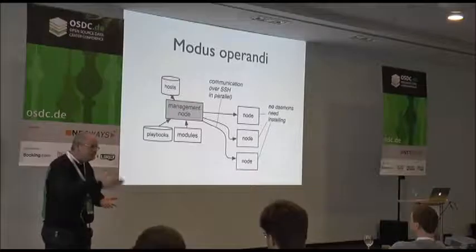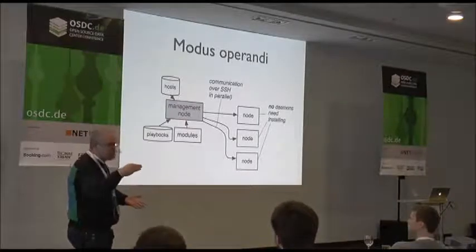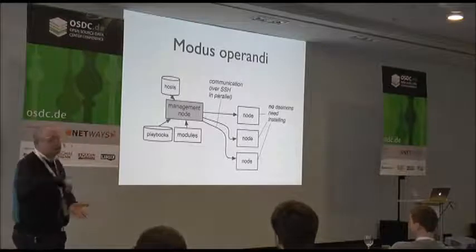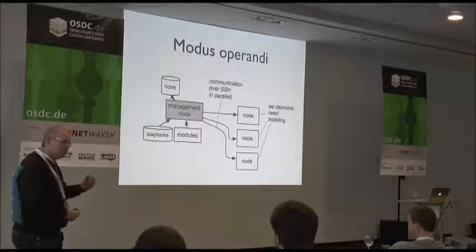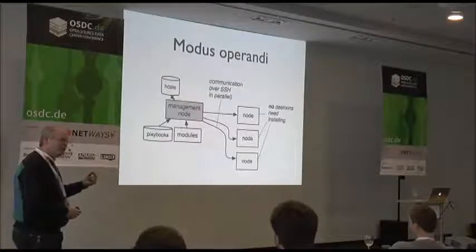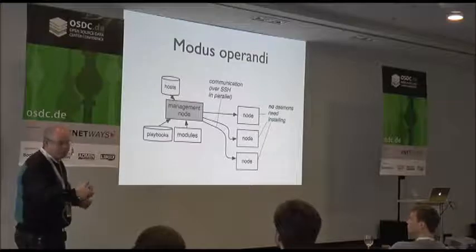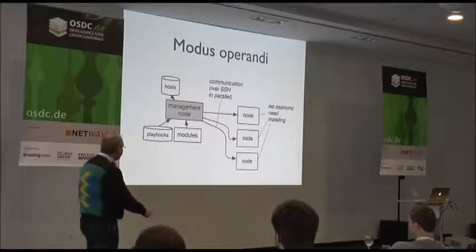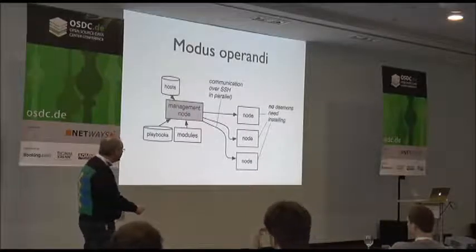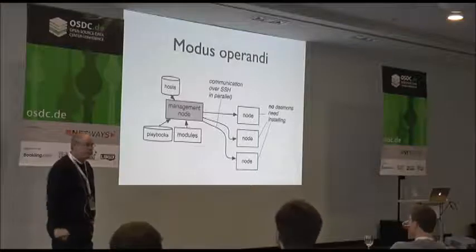If you want to do one machine after the other, you can reduce this. You can set serial equals one, and then it will hop over to the first machine, and when that's complete, hop over to the second machine, which would have been very useful in, for example, the case of sudo auth, and we would have broken at most one machine before noticing. Okay, and once again, very important, at least to me and to many other people, no daemons, no agents need installing on these nodes.